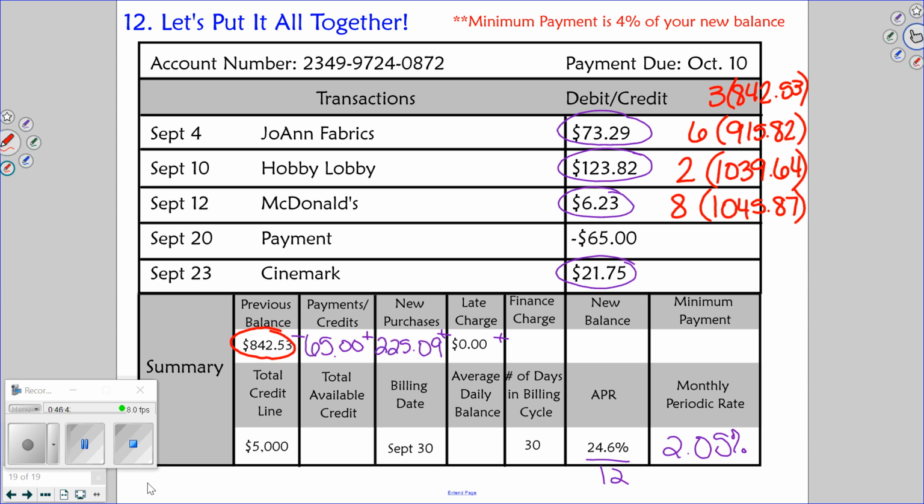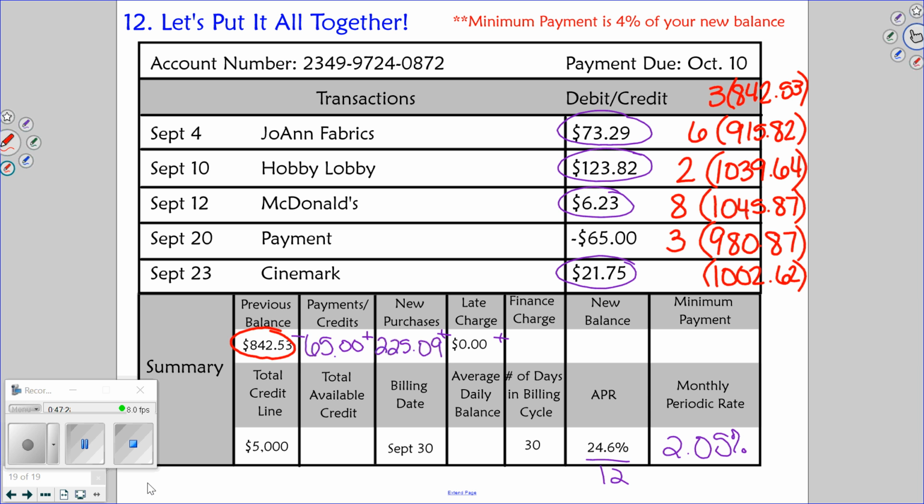Oh, then I made a payment. So what do I do now? Subtract off that payment. I'm going to owe less now. Right, so now I owe $980.87. How many days did it sit there before I made another purchase? September 20th, 21st, 22nd. Right, because the 23rd it changed again. So 3 days. Then I went to the movies. Spent $21.75. What do I do with that number? Add it back on. So $1,002.62.